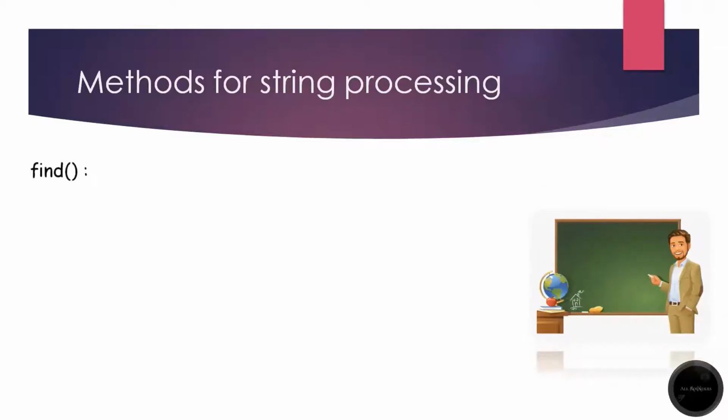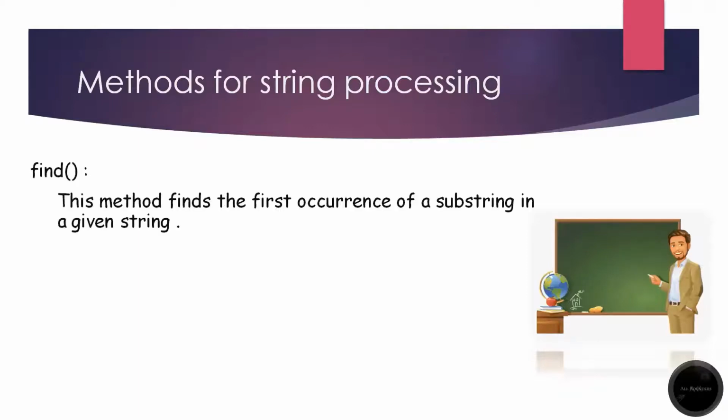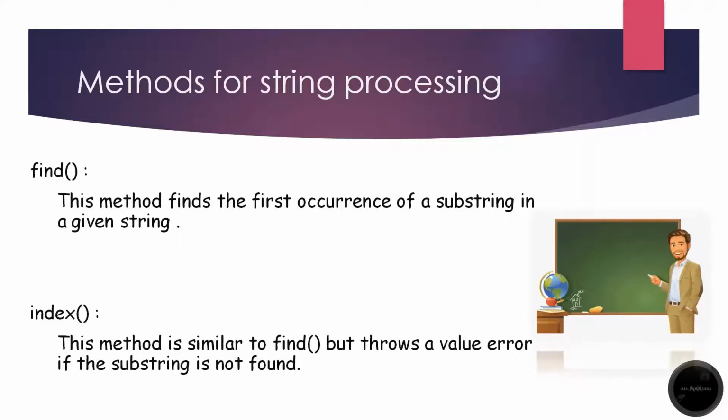Then we have the find function. Pay attention to this, guys. This method finds the first occurrence of a substring in a given string. And if that substring is not found in the given string, then it will return -1. And we have index, which is similar to the find function: if the given substring is present there, then it will give you the output. But if that substring is not present in the given string, then it will throw an error that the substring is not found.